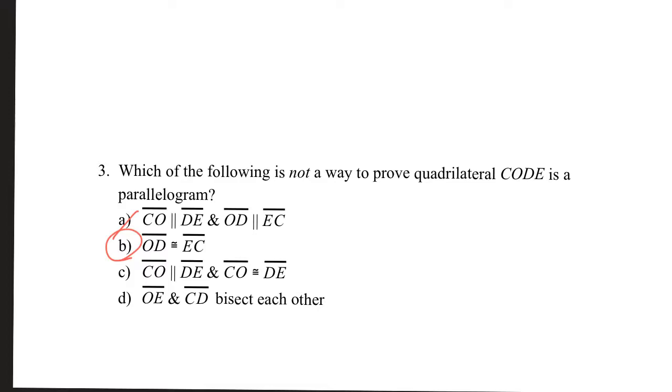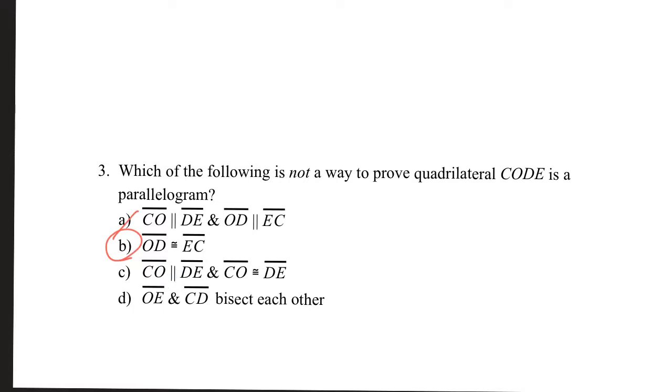CO and DE, which are two opposite sides, are parallel, and CO and DE, which are those same two sides, are congruent, which is just what I just said. That's choice 3 on your list. One pair of opposite sides is both congruent and parallel. So that one is a way.